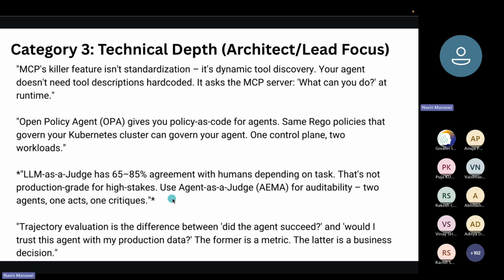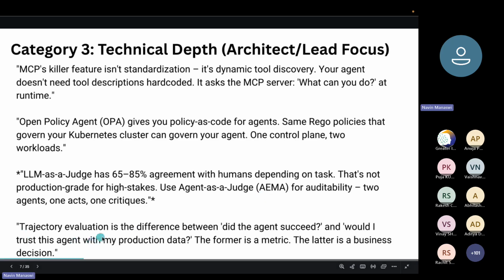Okay. So use agent as a judge for auditability. Two agents, one acts, one critic. There is one strategy called agent as a judge. What happens? You create one extra layer, which tries to judge what the LLM is doing. So we create these systems, agent as a judge, for auditability. Basically, one agent will do some task, and the second agent will try to criticize that and figure out what can go wrong. So we create these kinds of systems to counter the challenges. I can explain later what AMA stands for. AMA is one strategy in the agentic world.